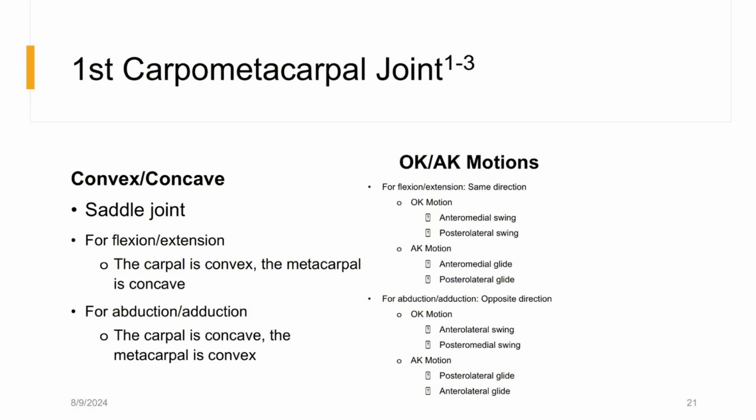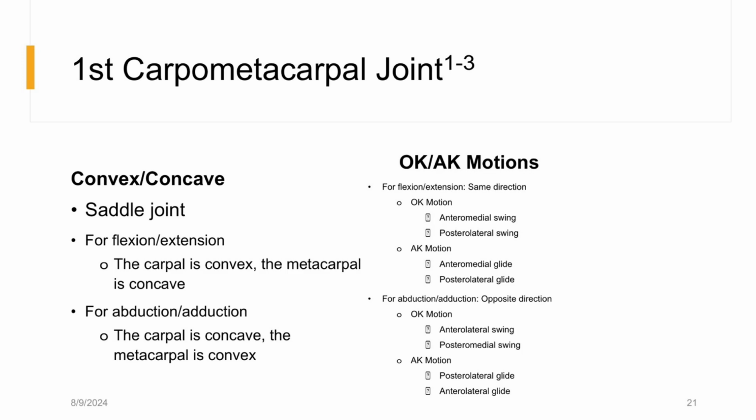So again, for flexion and extension, you're going to have the convex portion of the carpal. Which carpal is that? It is the trapezium. We're going to ask you this on a practical. Somebody's going to get it. Now for abduction and adduction, you have the convex portion of the first metacarpal moving on the concave portion of the trapezium.